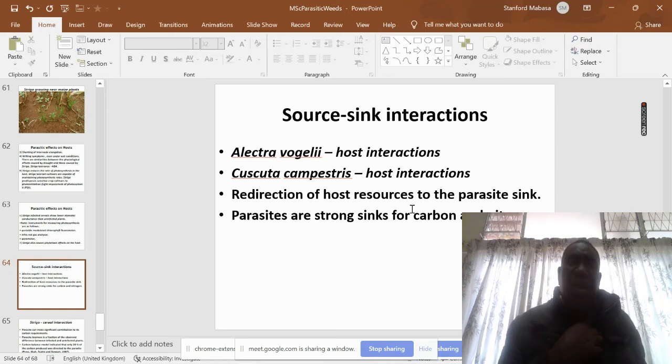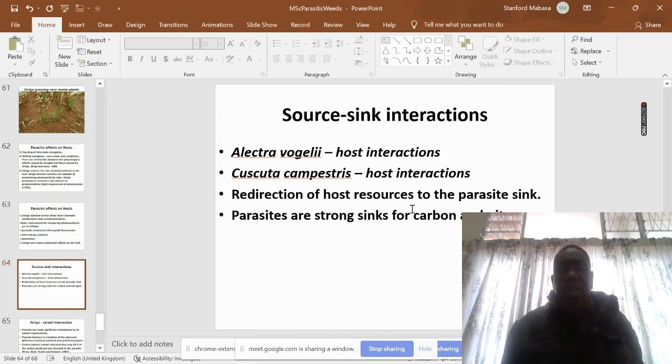Now we want to look at how, because we are saying parasitic weeds take carbohydrates from their host. In fact, when they take carbohydrates from their host, they act like a sink. And we know that the fruit or seed or leaf could form a sink on a plant. So let us look at the source-sink interactions. This is in terms of carbohydrate movement. Electra vogelii host interactions. We can also look at Cuscuta campestris host interactions.